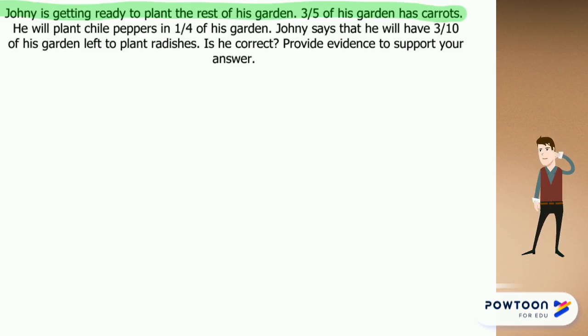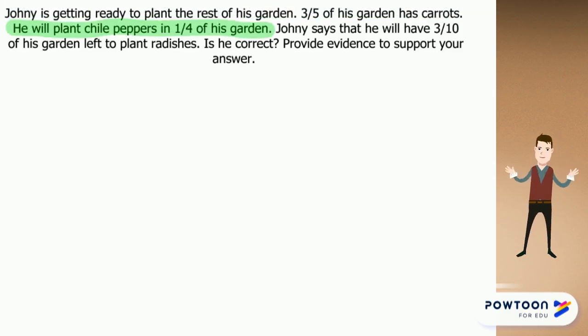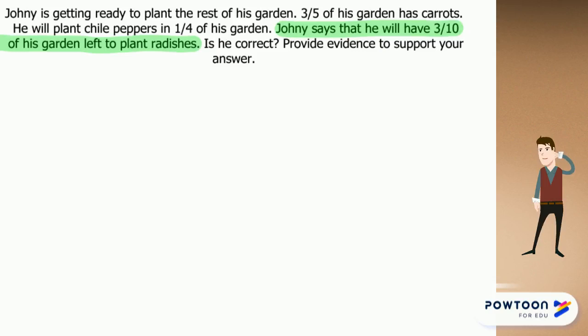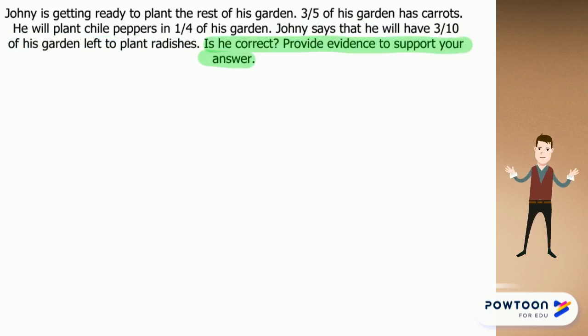Johnny is getting ready to plant the rest of his garden. 3/5 of his garden has carrots. He will plant chili peppers in 1/4 of his garden. Johnny says that he will have 3/10 of his garden left to plant radishes. Is he correct? Provide evidence to support your answer.